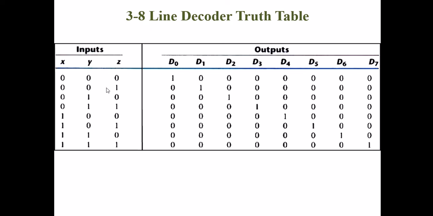So you can see that for 0, D naught is high. For binary 1, 0 0 1, D1 will be high. For 0 1 0, D2 will be high. For 0 1 1, D3 will be high. For 1 0 0, D4 will be high. For 1 0 1, D5 will be high. For 1 1 0, D6 will be high, and for 1 1 1, D7 will be high.